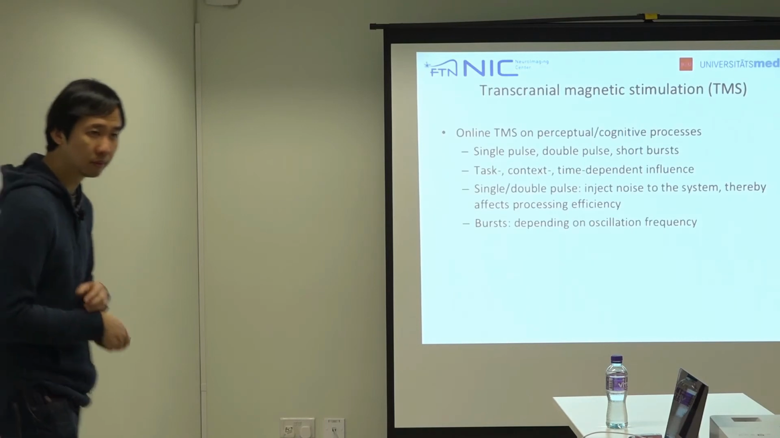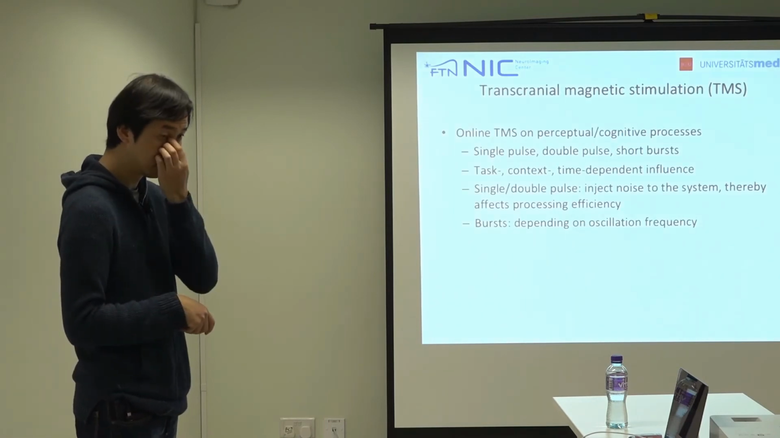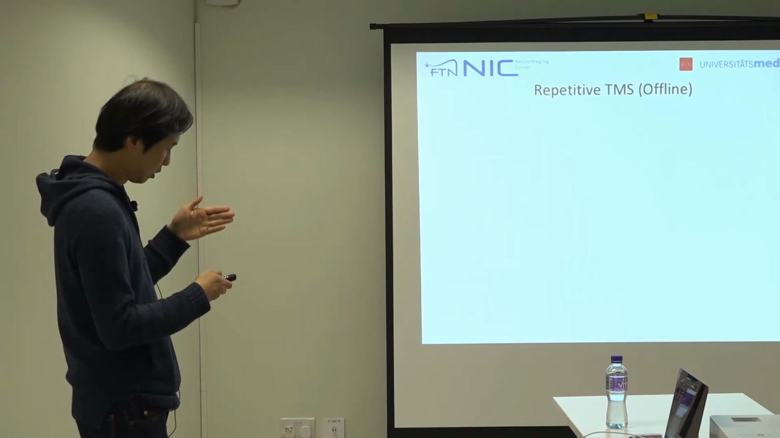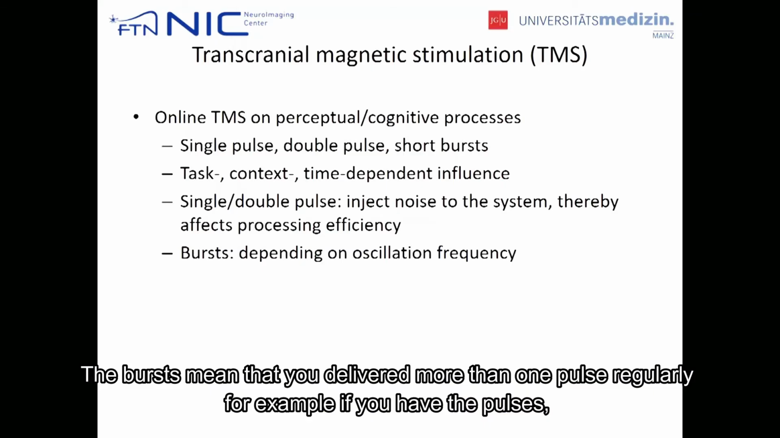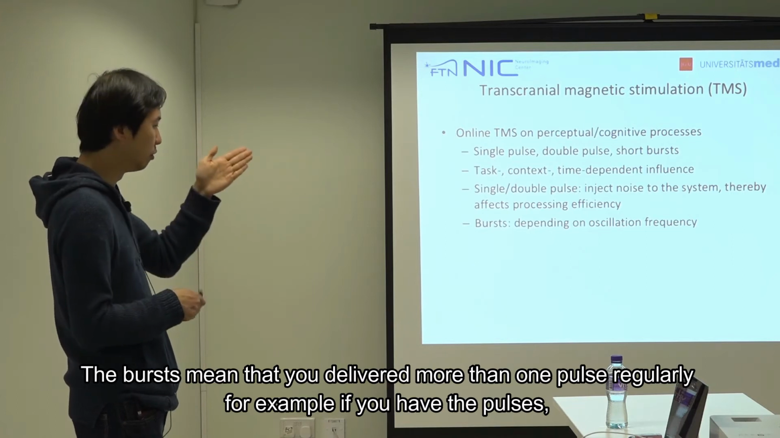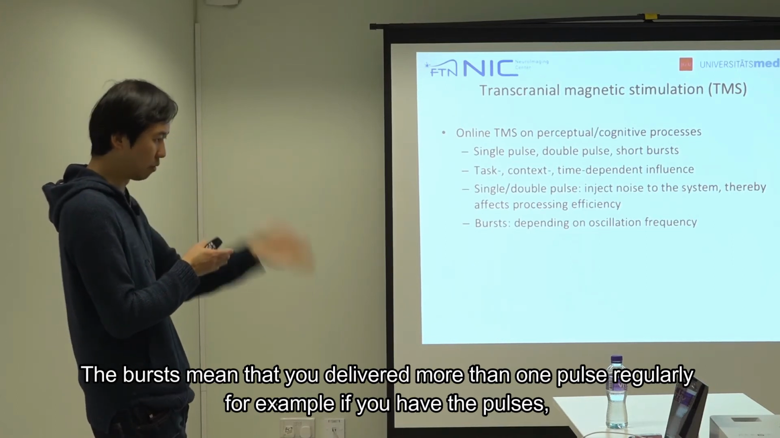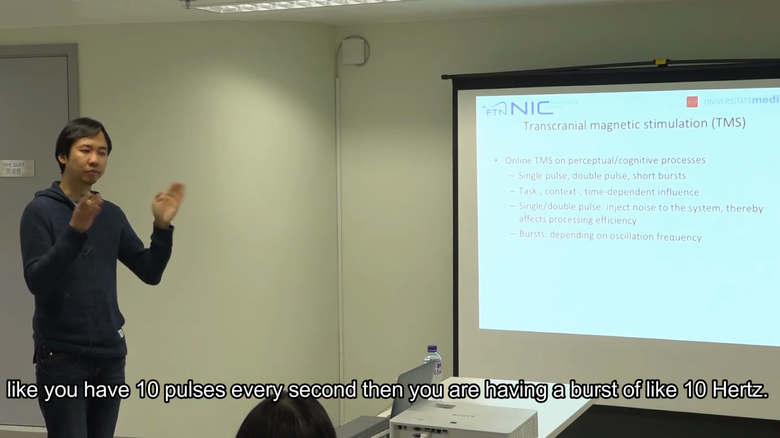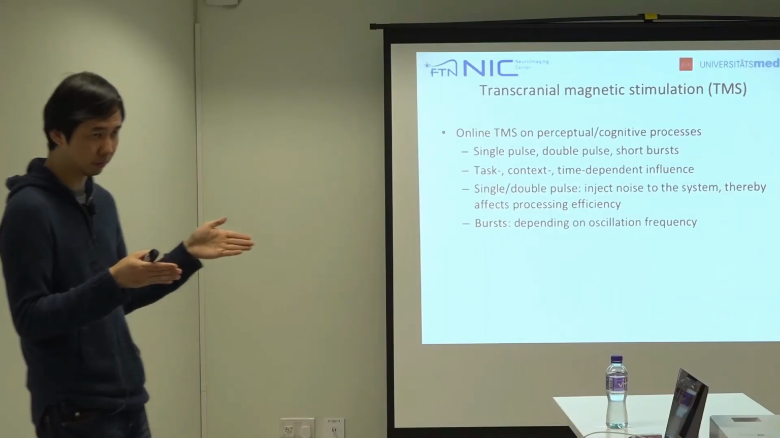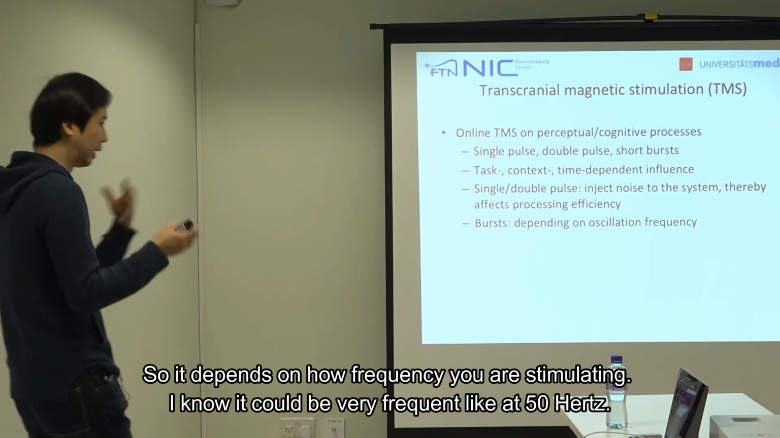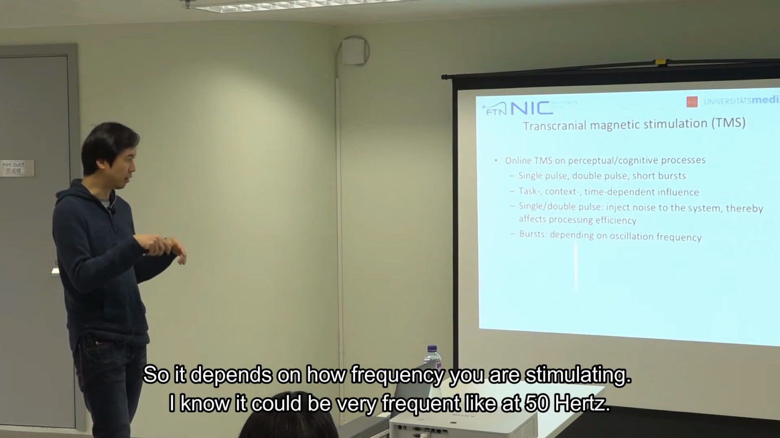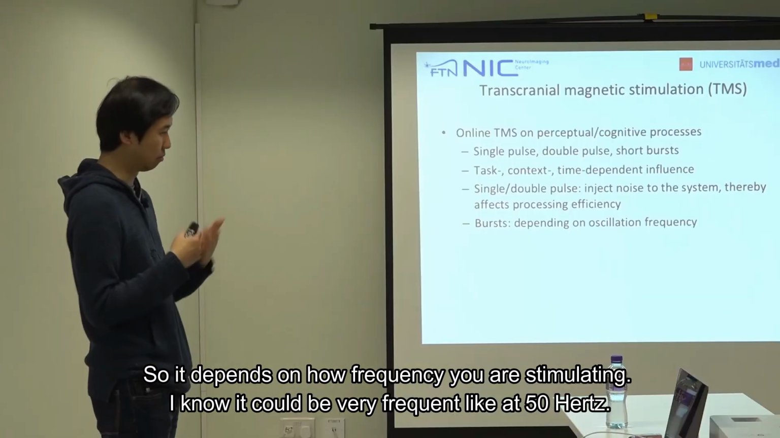Okay. Explain the burst a little more. So the burst is different from the double pulse. The burst means that you deliver more than one pulse regularly. For example, if you have 10 pulses every second, then you are having a burst of 10 hertz, right? So it depends on how frequently you are stimulating. It could be very frequent, like at 50 hertz or so.